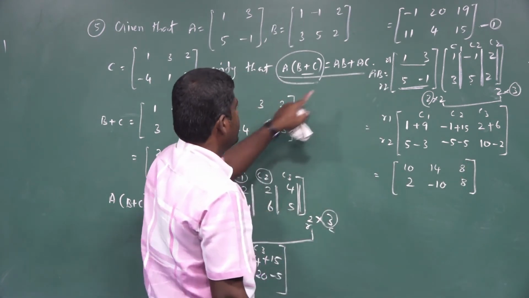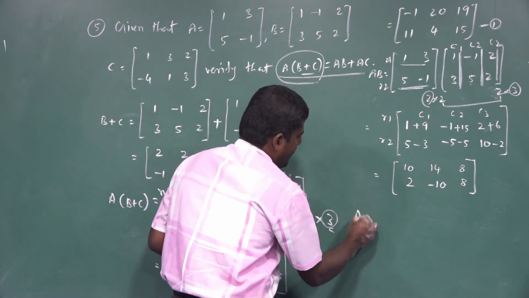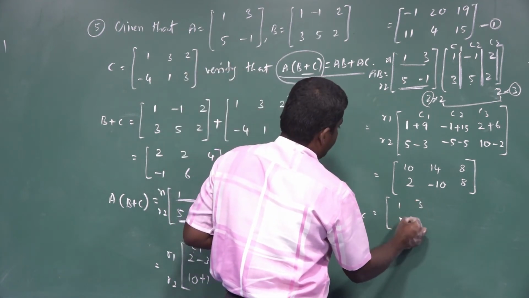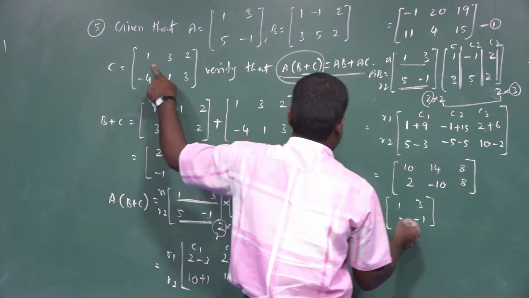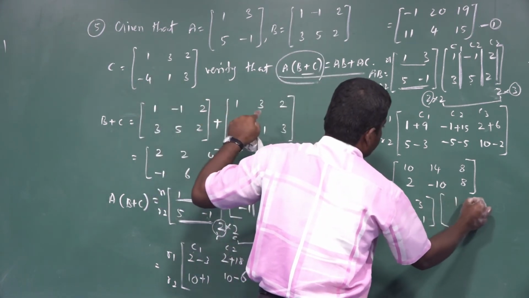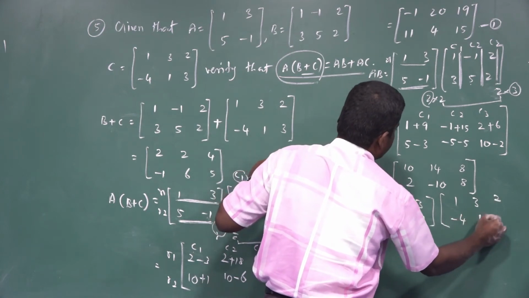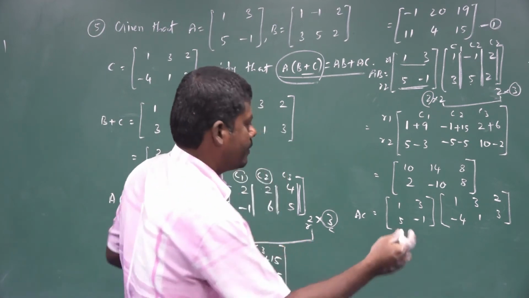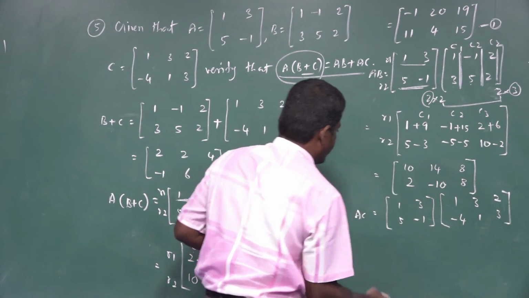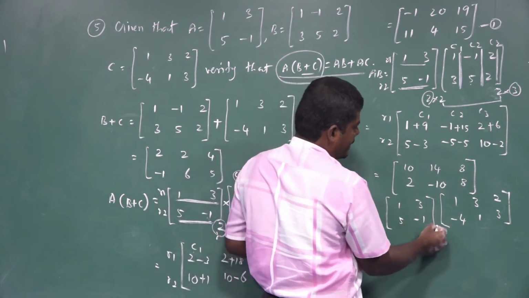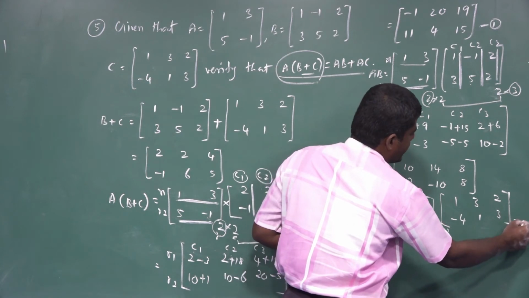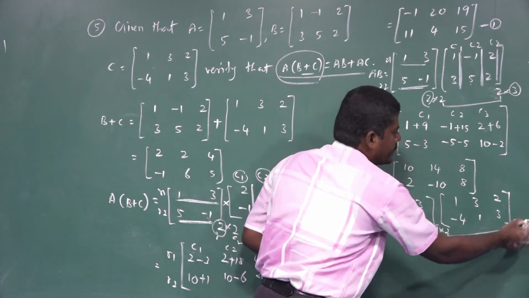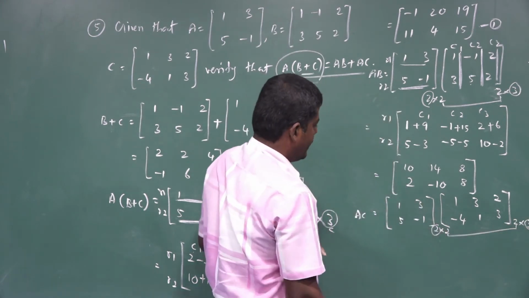Next we want to find AC. AC is equal to the A matrix: 1, 3, 5, minus 1. And the C matrix is 1, 3, 2, minus 4, 1, 3. Okay. Now, the order of this matrix is 2 by 2. The order of this matrix is 2 by 3. So matrix multiplication is possible. Our result order will be 2 by 3.